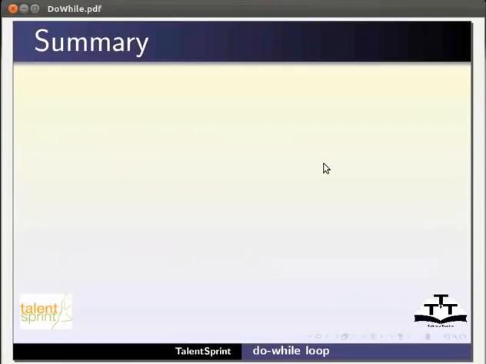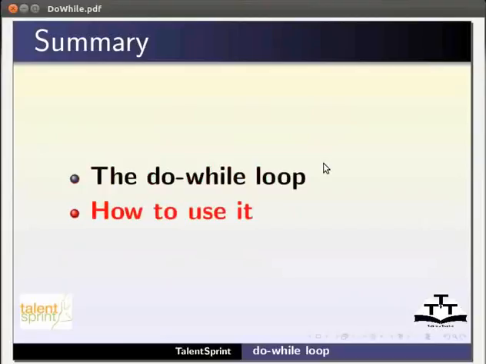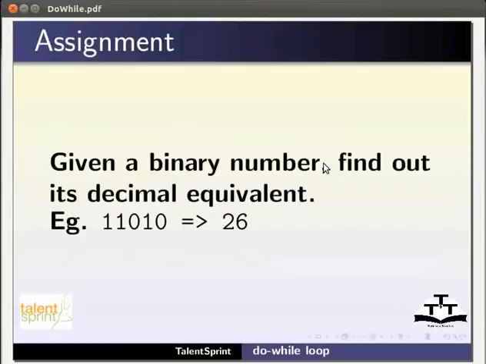This brings us to the end of the tutorial. In this tutorial, we have learnt about the do while loop and how to use it. As an assignment for this tutorial, solve the following problem. Given a binary number, find out its decimal equivalent.